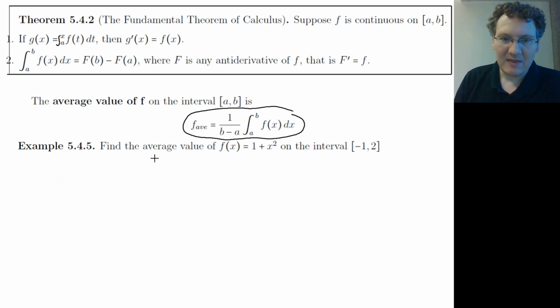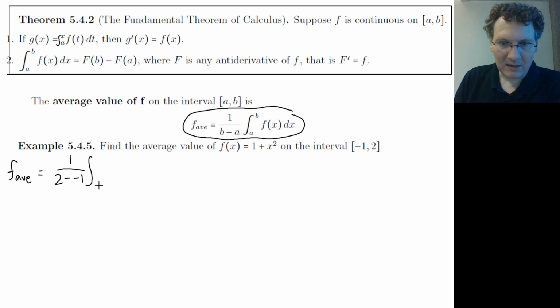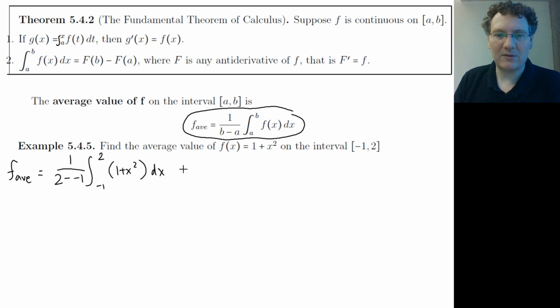Let's take a look at an example. The average value of 1 plus x squared on the interval from -1 to 2. This is going to be 1 over 2 minus 1, that's b minus a, and then the integral from a, which is -1, up to 2, of 1 plus x squared dx. Now we can evaluate all this. So this is 1/3 times, what's this integral going to be? It's x plus x to the third over 3 from -1 up to 2.